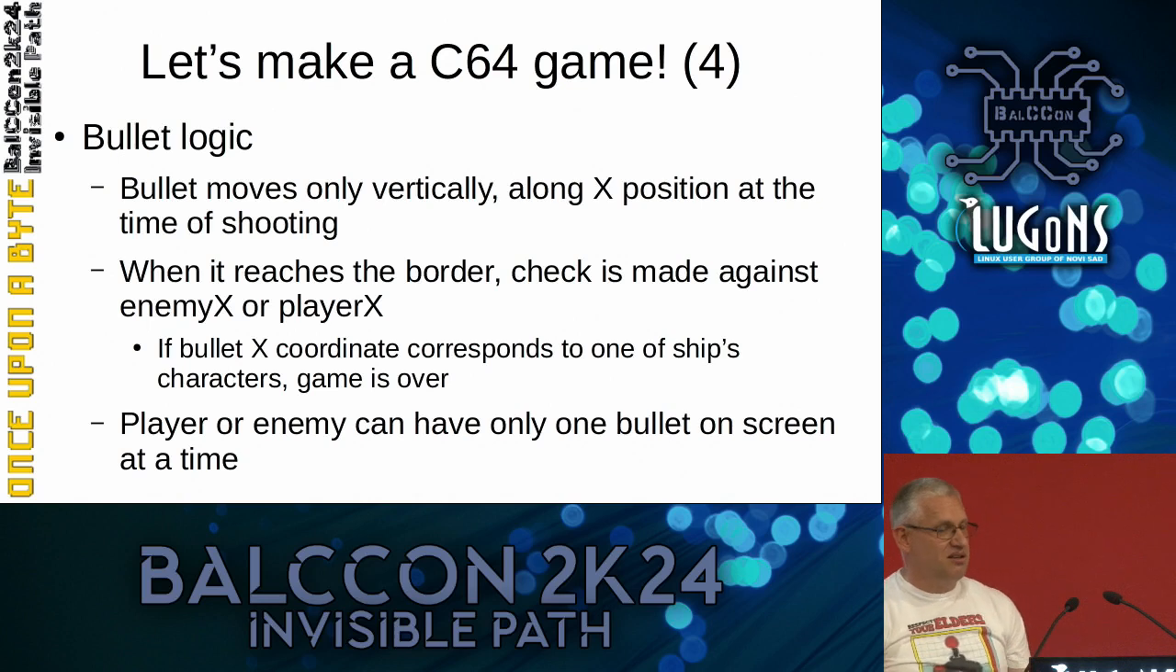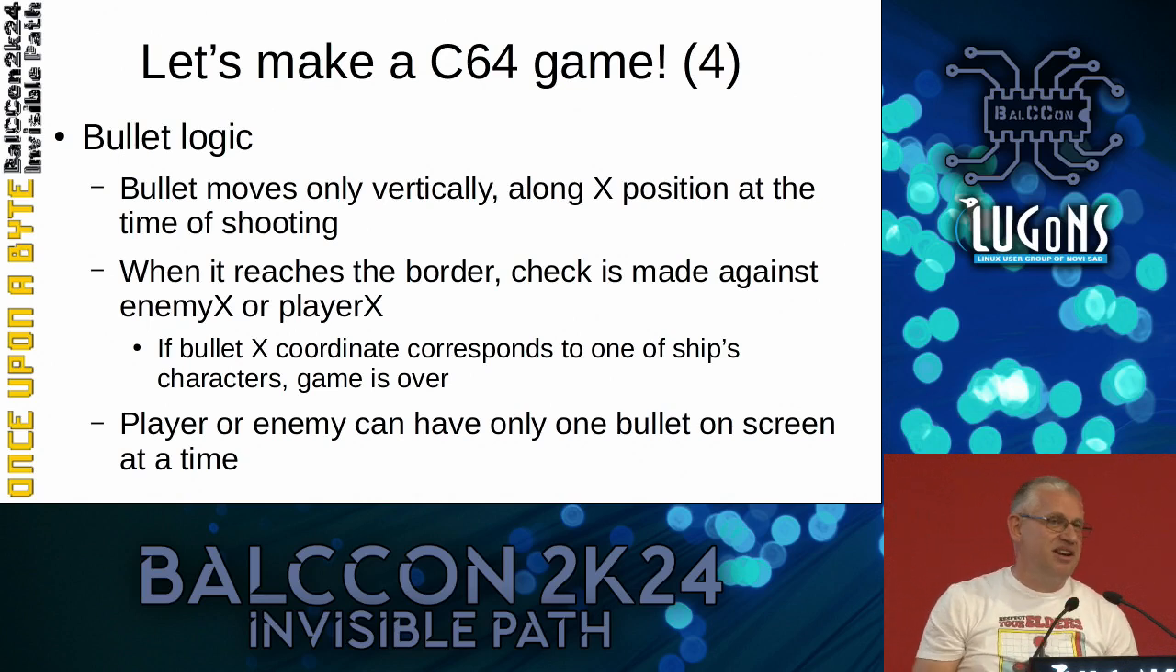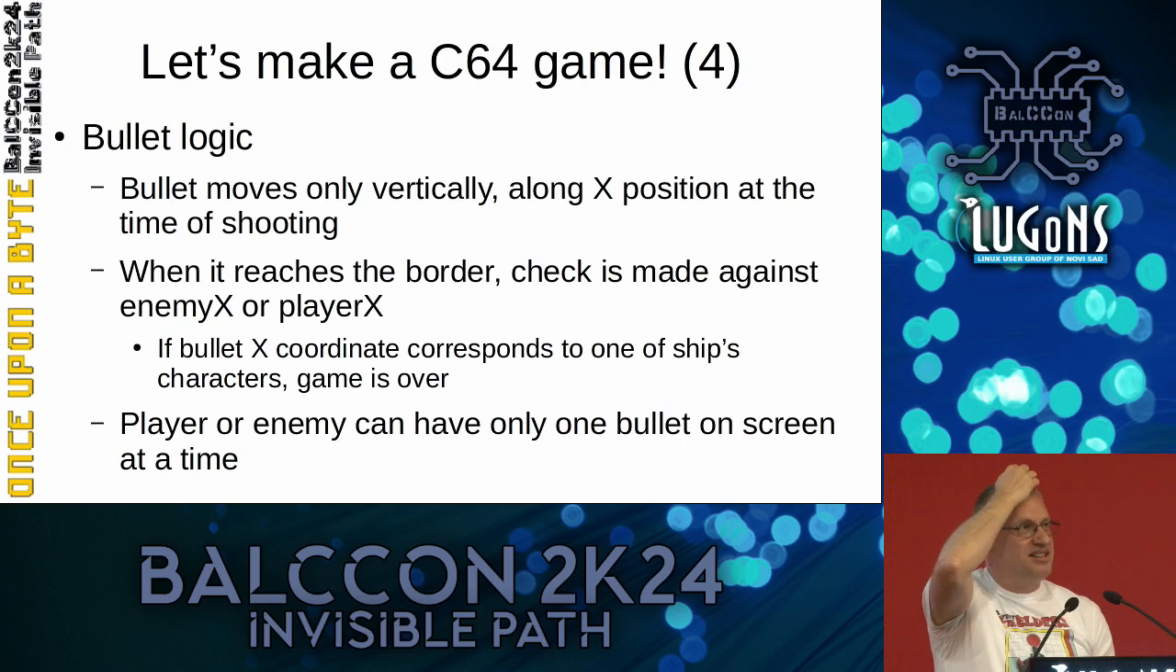Bullet logic: when we press a button as a player to launch a bullet, it just goes upwards from the position where the ship currently is. When it reaches the top of the screen, it is checked if the x coordinate of the bullet is somewhere in the ship, and if it is, the enemy is defeated. The same thing is for the enemy bullet. It goes down, and when it reaches the bottom of the screen, we just check the x coordinate against the coordinates of the ship and determine if it is hit or not.